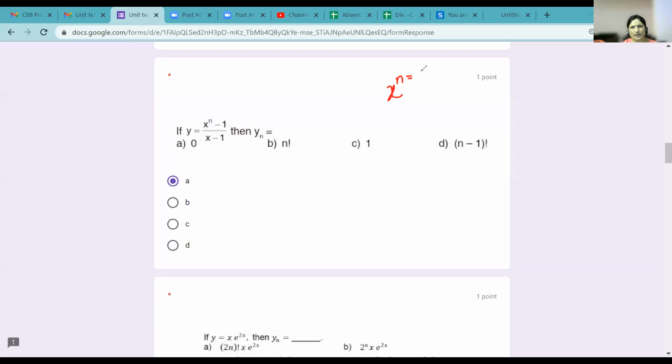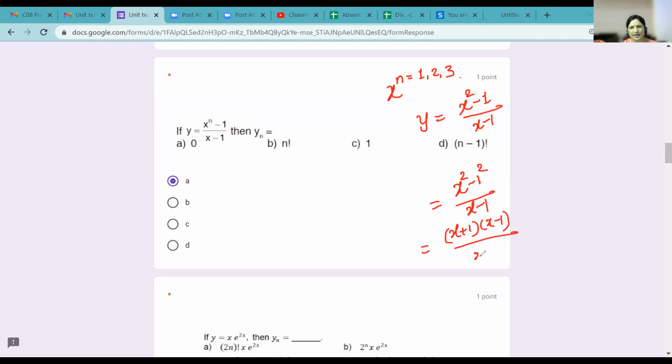पुट n इज इक्वल टू 1, 2, 3. सोपं सिंपल सांगते तुम्हाला. आता इथे बघा y इज इक्वल टू, सपोज मी असं घेतलं x स्क्वेअर मायनस 1 डिवायडेड बाय x मायनस 1. ओके, सो व्हाट वी आर गेटिंग दैट x स्क्वेअर मायनस 1 डिवायडेड बाय x मायनस 1 which is equal to x plus 1 into x minus 1 divided by x minus 1. x minus 1 cancel. So here y is equal to x plus 1. Derivative of y is y1 or y dash is equal to 1.